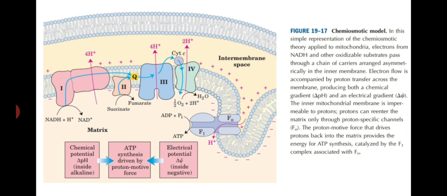Electron flow in the electron transport chain is accompanied by proton transfer across the mitochondrial membrane, producing both a chemical gradient and an electrical gradient. The inner mitochondrial membrane is impermeable to protons. Protons can re-enter the matrix only through proton-specific channels, for example, the enzyme complex ATP synthase.